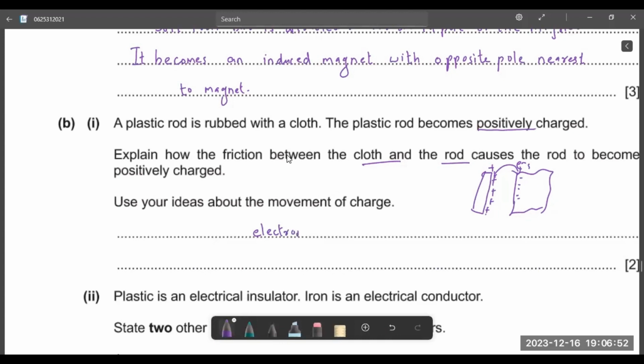So here electrons move from the rod to the cloth.